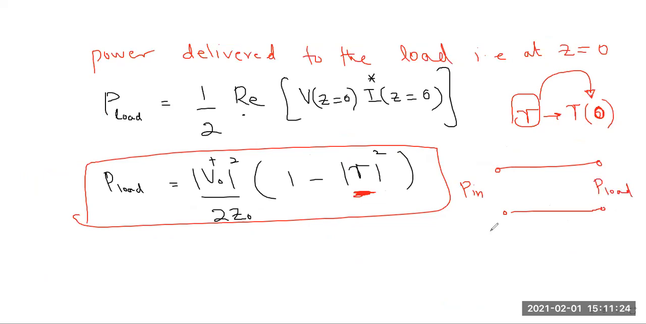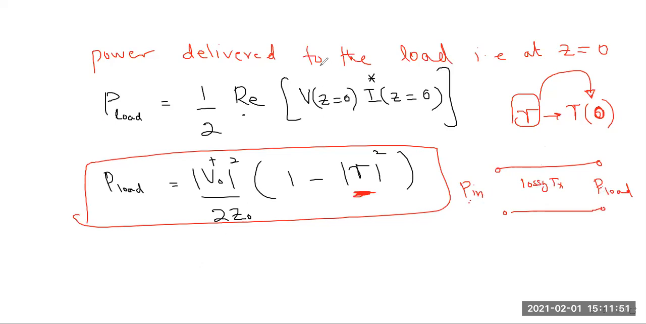So in case of a lossless line, we know that the power delivered to the load is the same as the power available at the input. But now we are dealing with a lossy line. So in that case, the load power will always be less than the input power, because some of the power is going to be wasted.